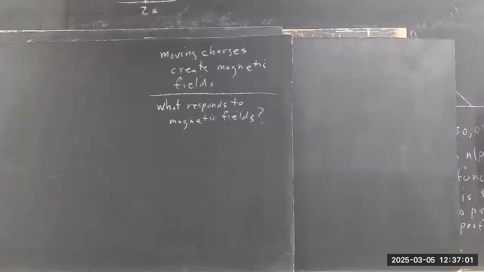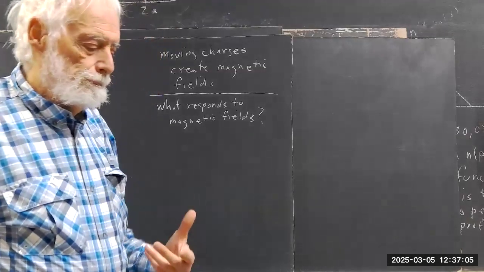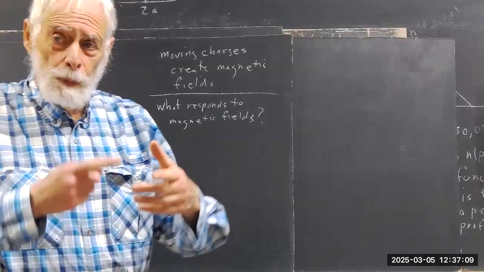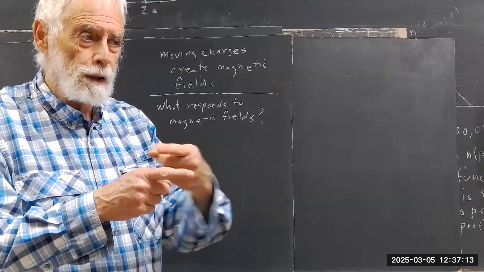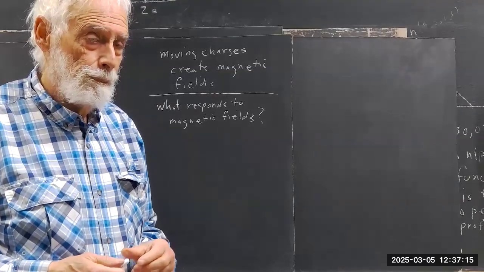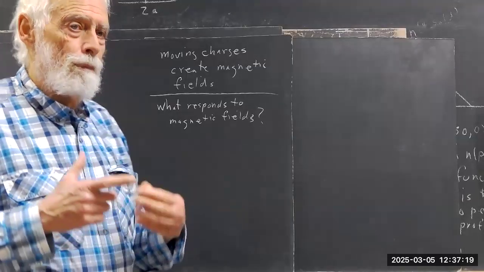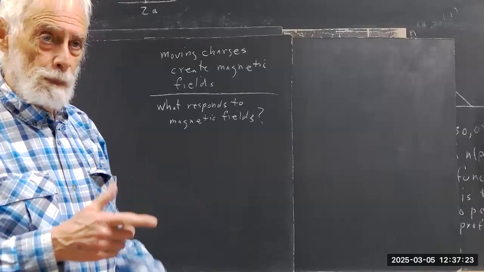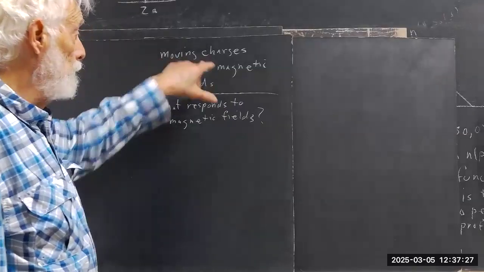Okay, the first thing we established as far as magnetic fields, we took a compass and put it over the top of a wire and ran a current through the wire and the compass deflected, meaning that the wire created a magnetic field. That the current through the wire created a magnetic field. Well, what it is, it creates a magnetic field as moving charges.